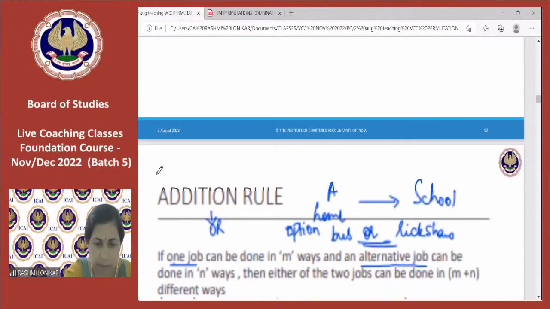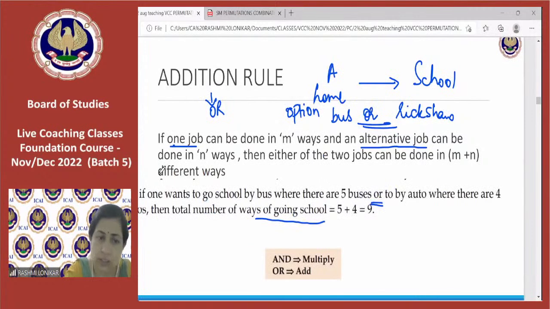What does the addition rule say? That if one job can be done in m ways and the same job or an alternate job can be done in n ways, then we say that the total number of ways in which either of the jobs can be done is m plus n ways. I repeat, if one job can be done in m ways and an alternate job can be done in n ways, then either of the jobs can be done in m plus n ways.